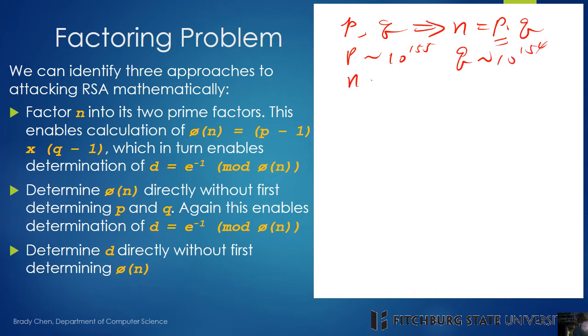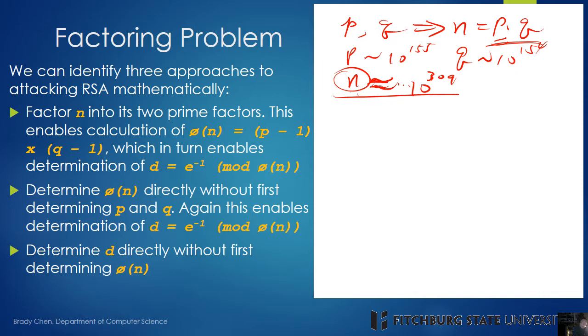So n is some number in the neighborhood of 10 to the 309. So in order to attack it, the first way they're going to attack it is to try to factor n. Because the attacker knows that if someone wants to use RSA, they have to generate n by multiplying 2 prime numbers. So if they can factor the number n, then they find the solution, right?